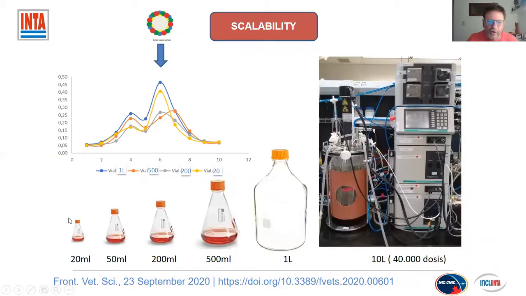This is just to show you our scalability experiment. You can see here a sucrose gradient, and you can see that in all the cases we obtain the VLPs. This big one corresponds to the fermentation, this one to 1 liter, this one to 200 milliliters, and these ones correspond to 15 milliliters.